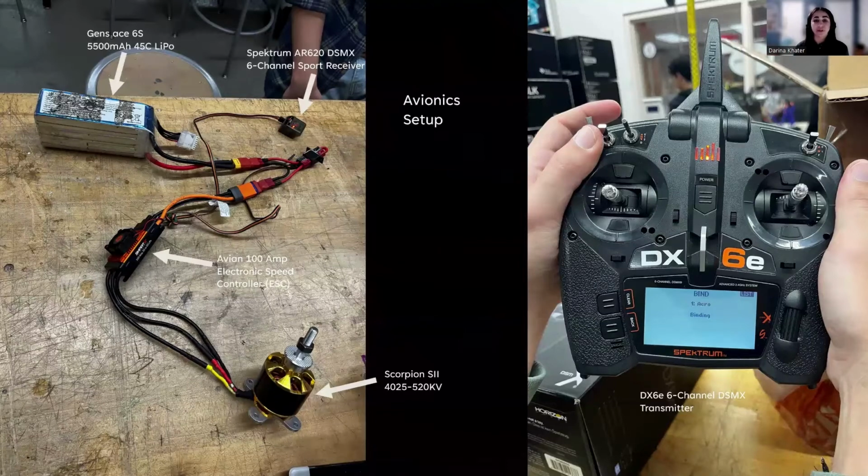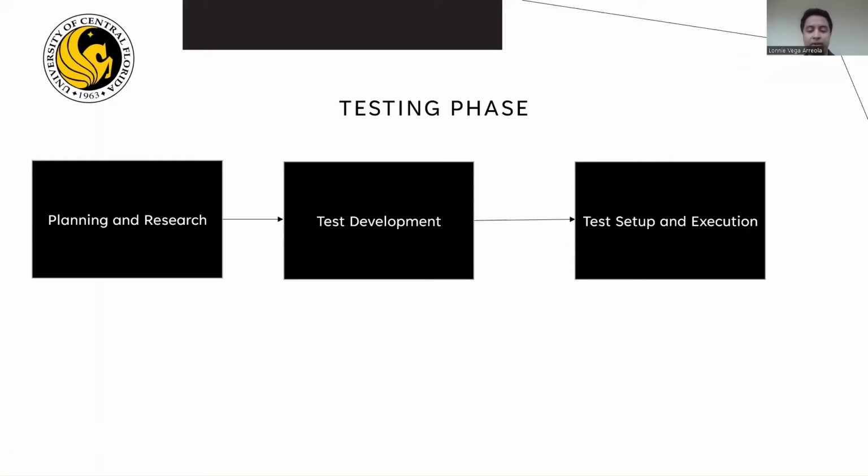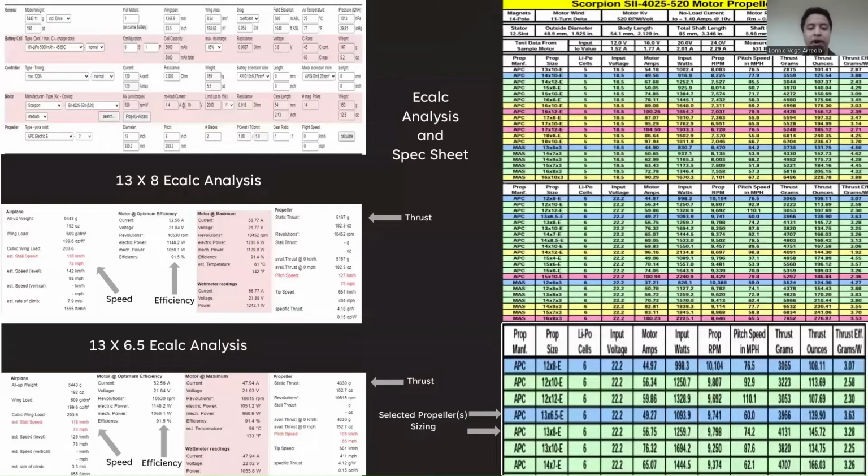control through the transmitter. Multiple procedures were carried out during the testing phase in order to verify and validate values or functions for critical components that would be integrated into the UAV. Before carrying out physical tests, software such as ECalc was helpful in predicting the potential thrust values from the selected propellers. Two separate analyses were run through the software in order to see how the thrust, speed, and efficiency would vary with both propellers. Additionally, the provided spec sheet for the Scorpion S2 motor was referenced to cross-check the thrust values obtained through the ECalc analyses.